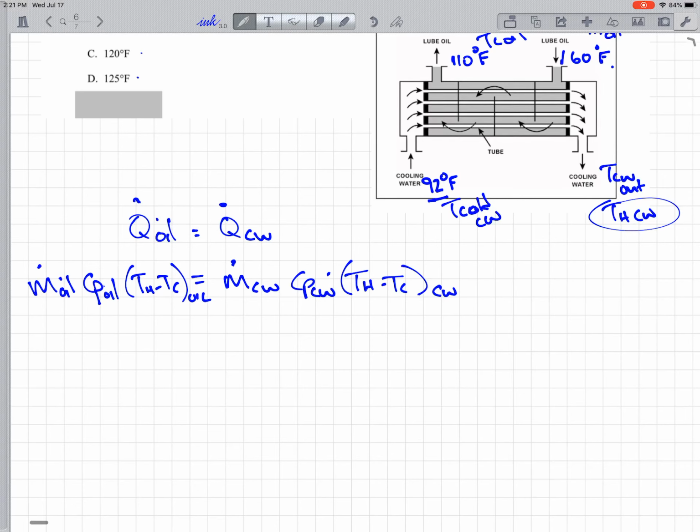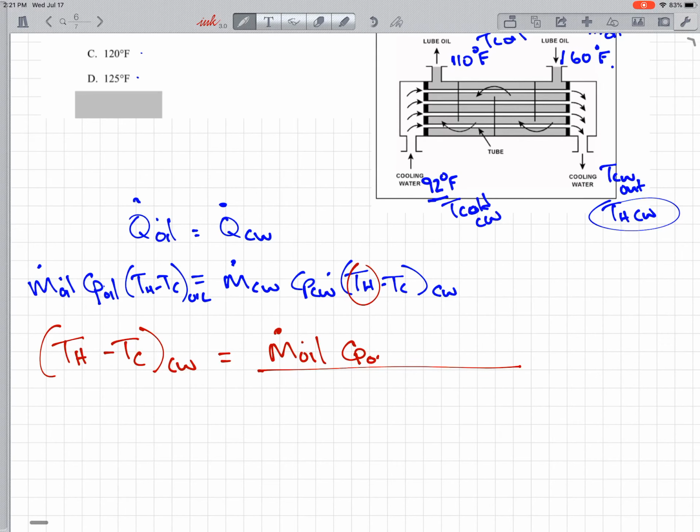So what am I looking for with this equation? Well, I'm looking for this right here. T hot of the cooling water. Okay? So now it's algebra, right? T hot minus T cold cooling water. That's equal to mass flow rate of the oil times specific heat capacity of the oil times T hot minus T cold of the oil.